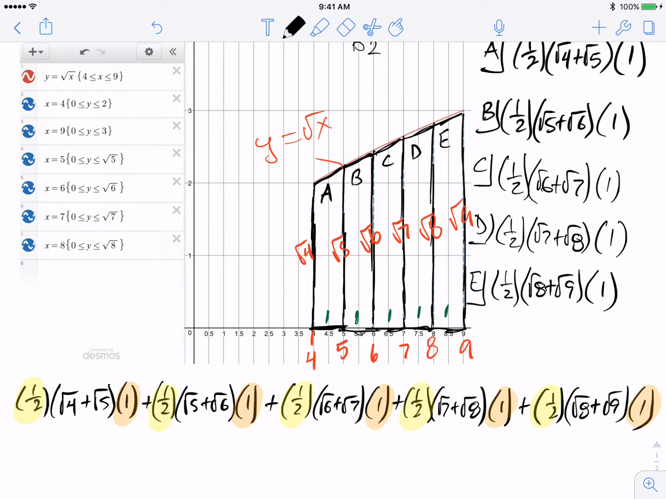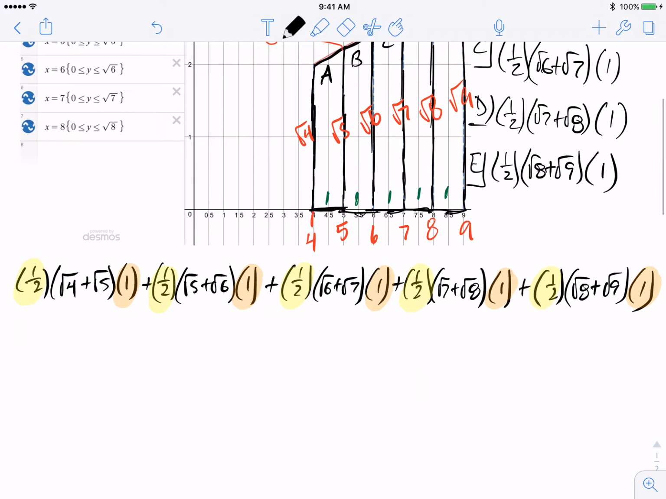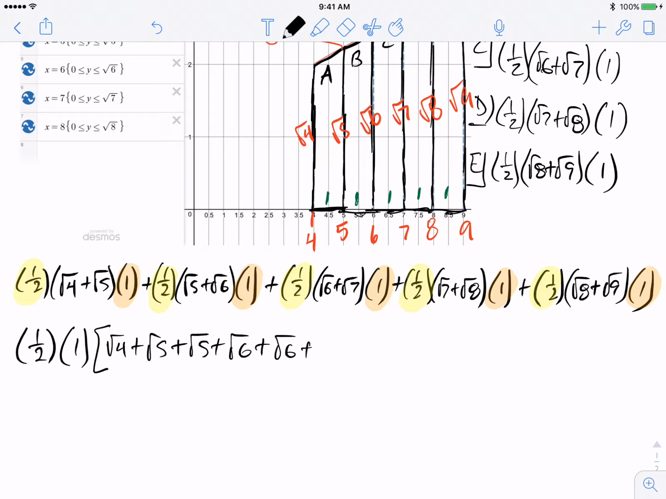Now I'm going to factor those terms out. So I'm going to write this as 1/2 times 1. And what's left is root 4 plus root 5 plus root 5 plus root 6 plus root 6 plus root 7 plus root 7 plus root 8 plus root 8 plus root 9.